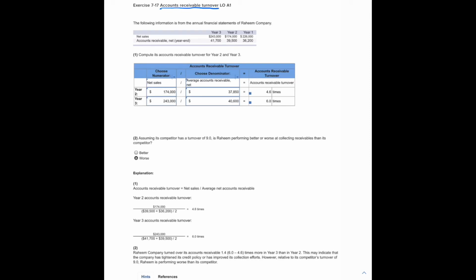So the way that we're going to calculate my accounts receivable turnover ratio, which I'm going to abbreviate as ARTO, is I'm just going to take my net sales for each year divided by my average accounts receivable, and that will be net accounts receivable. Okay?